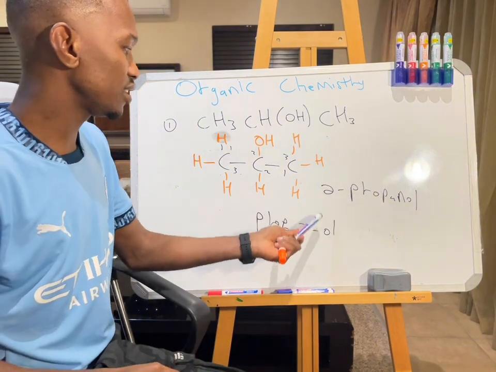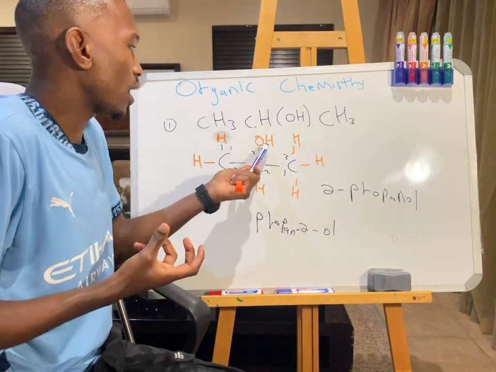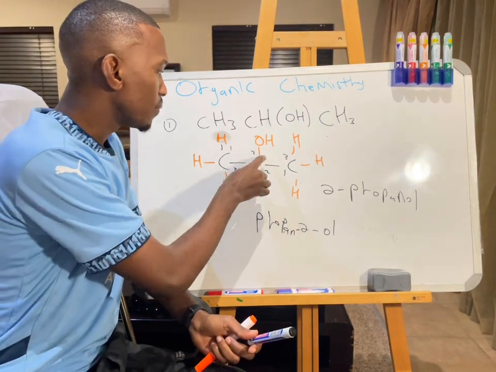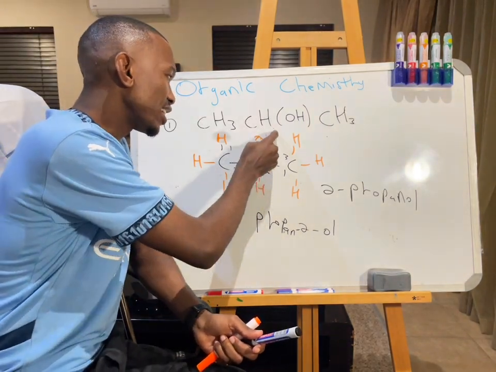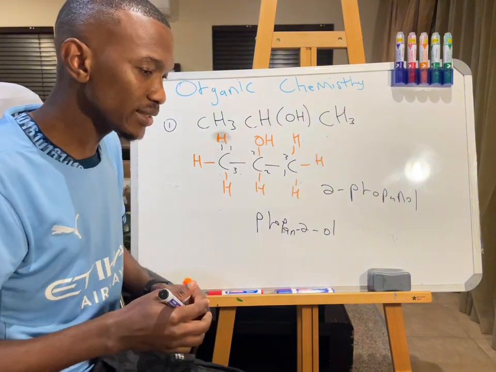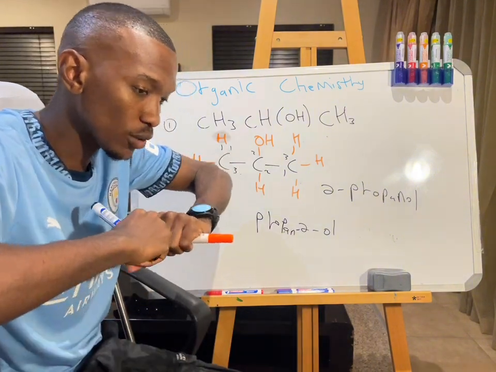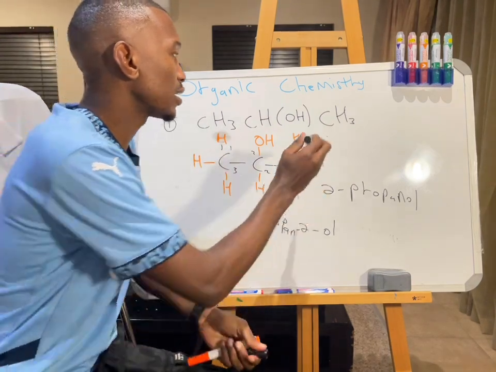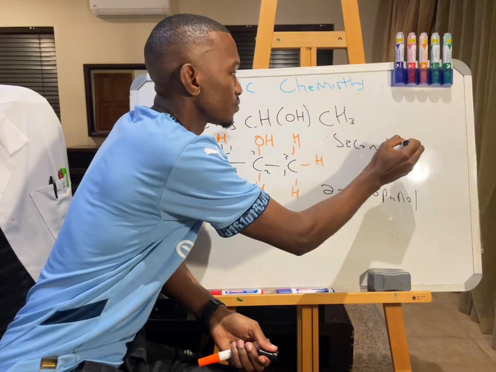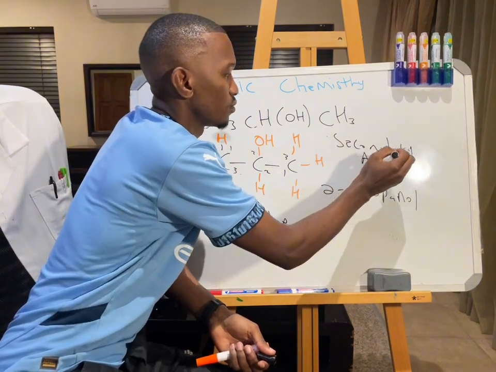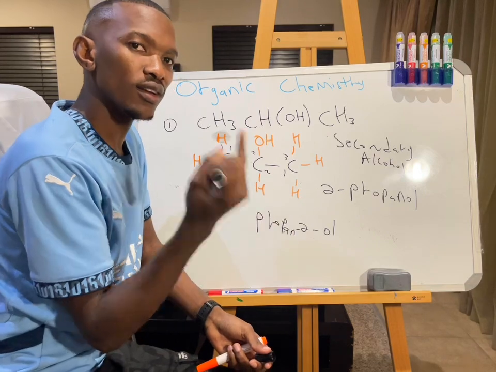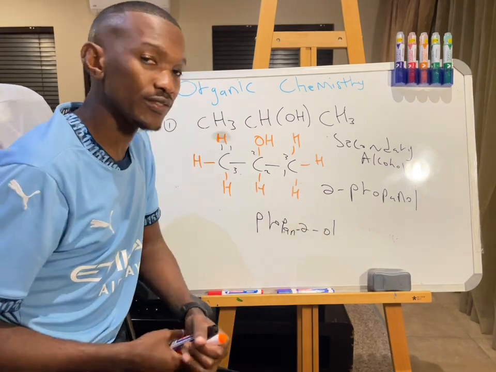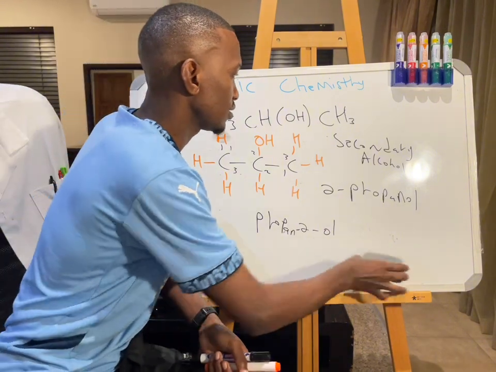This number here tells you that the hydroxyl functional group is on carbon number 2. And guys, a carbon that has the hydroxyl group, and that carbon is attached to two carbon atoms, we call it a secondary alcohol. We have a tertiary alcohol, primary alcohol, and secondary alcohol. I will explain that as well in the next video that is coming up, right? Awesome, guys.